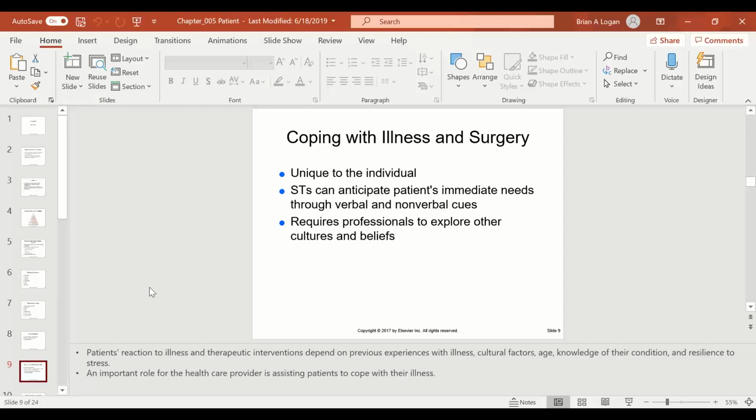Coping with any of these, with being sick or having surgery or anything like that, is completely unique to the individual. It's just like coping with any other situation. Right? If you've ever been in a relationship where you got your heart broken, some people go out to the bar, or go out to the clubs or whatever, and hang out with their friends and just party it up. Right? That's how they cope with that kind of heartbreak.